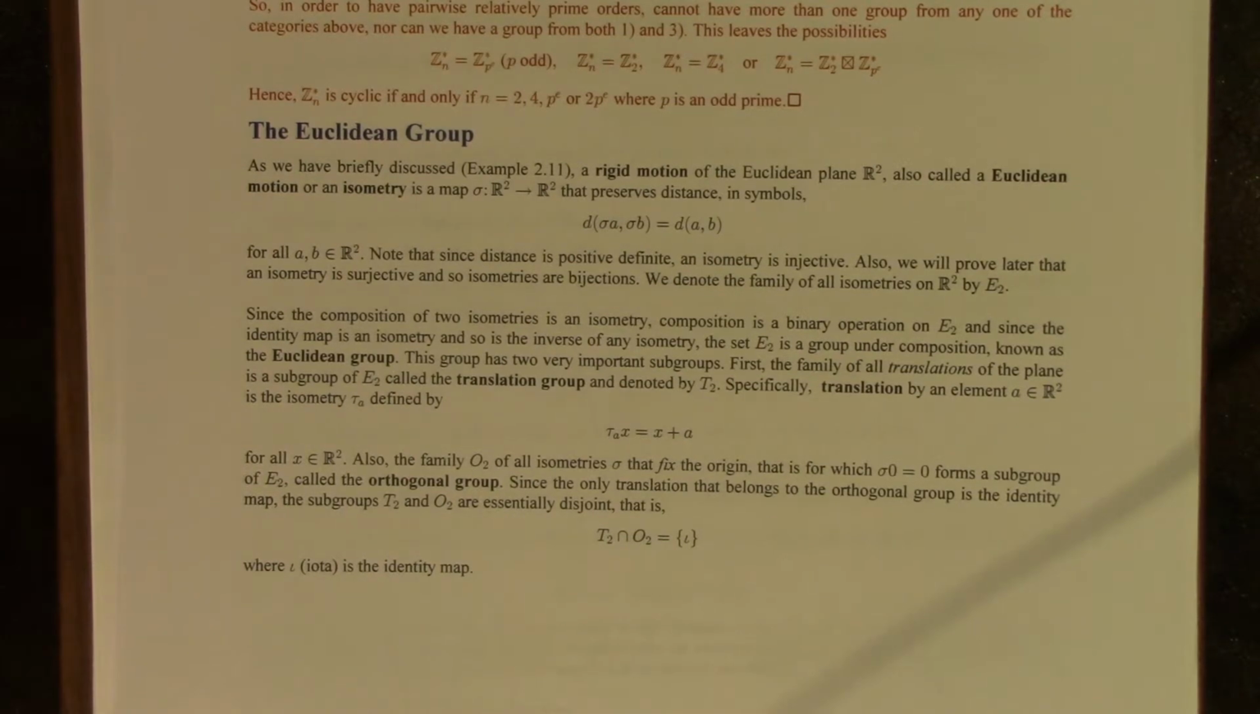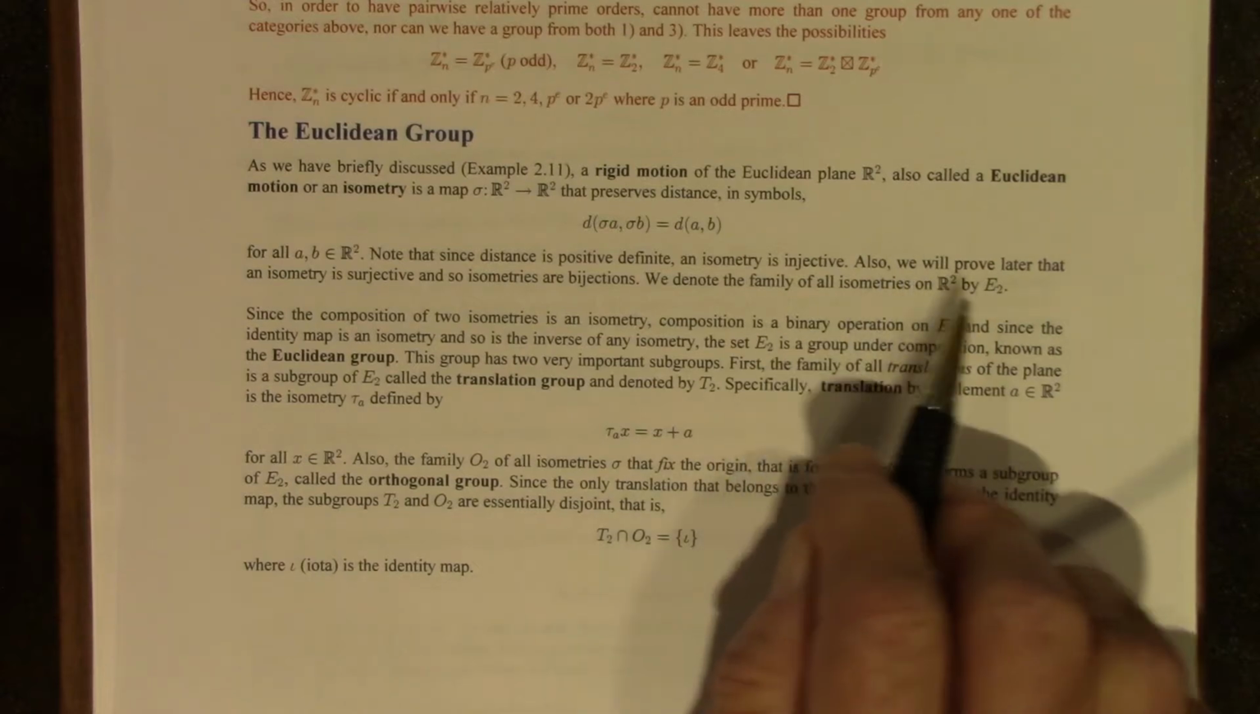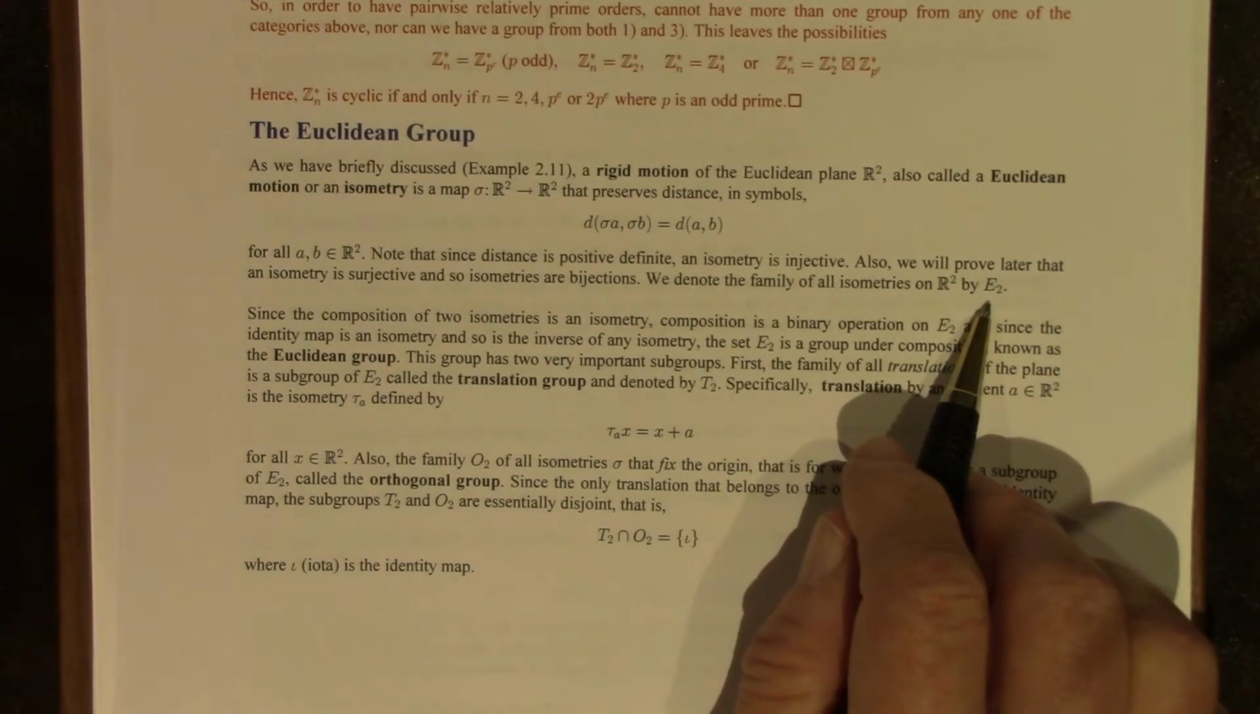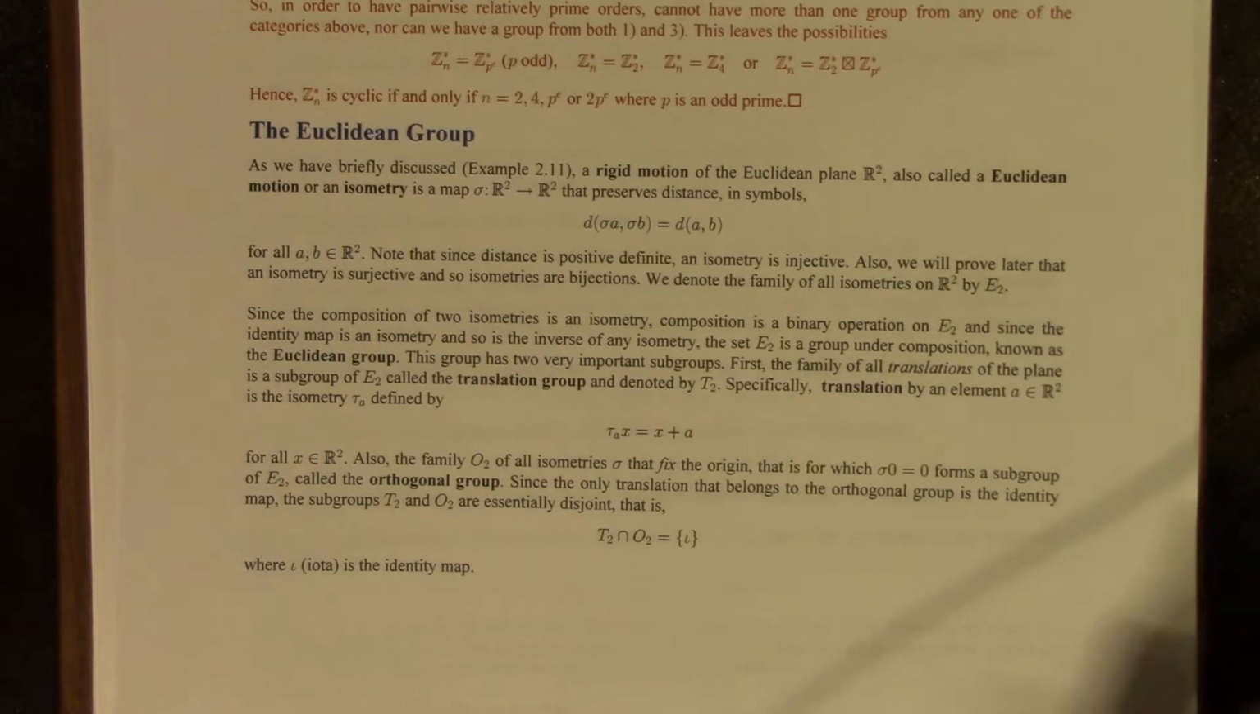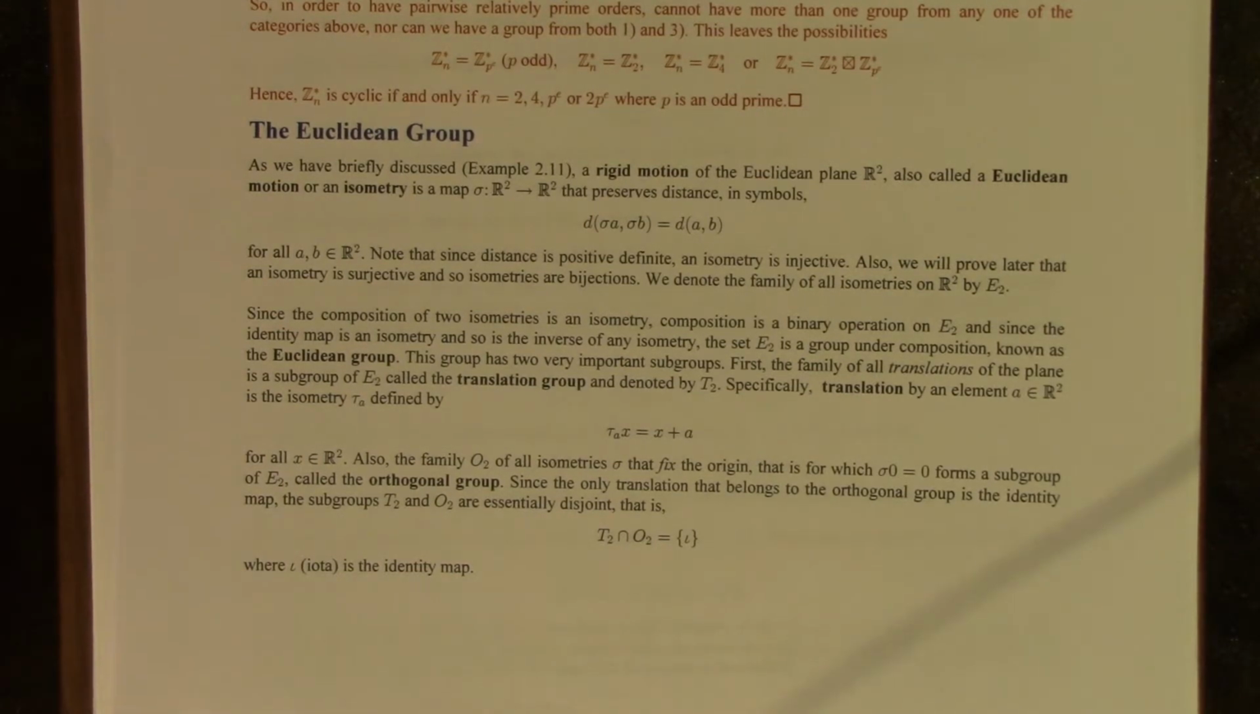Now we denote the family of all isometries on R2 by E sub 2. Since the composition of two isometries is an isometry, composition is a binary operation on E2, and since the identity map is an isometry, and so is the inverse of any isometry, E2 is actually a group under composition, and it's called the Euclidean group, which is why it's denoted by E2.